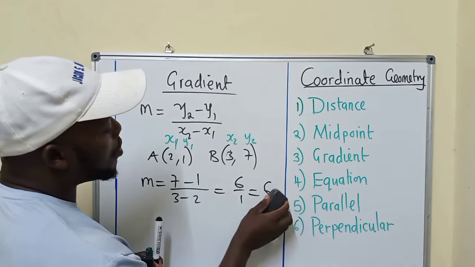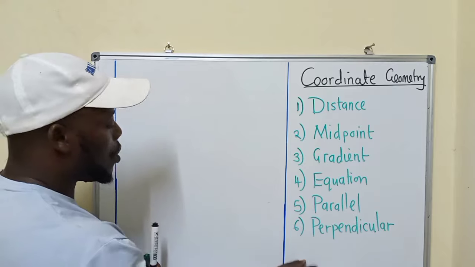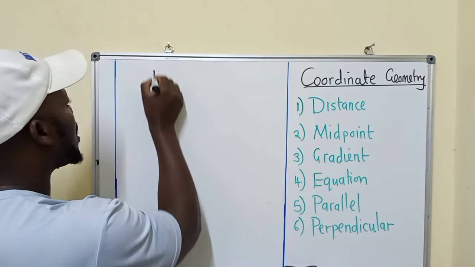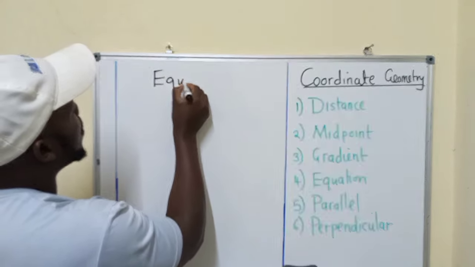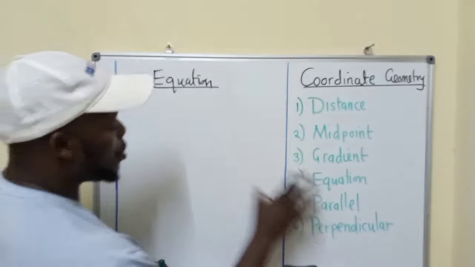We go to equation of a straight line. So equation of a straight line right here.